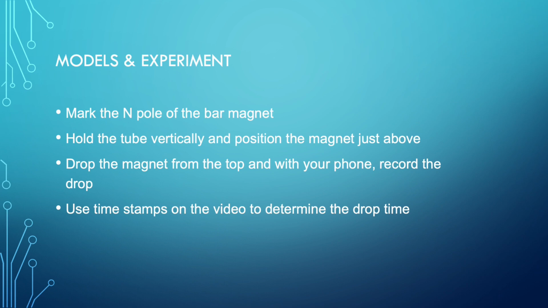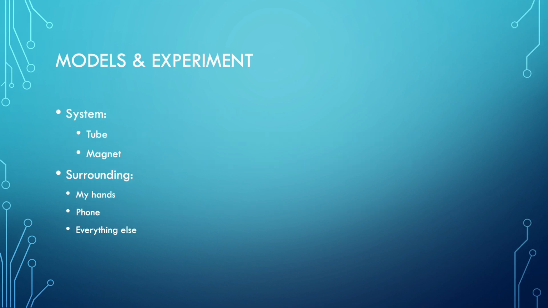So for all of our drops, we went through the video and marked a timestamp for when it was entering the tube and when it came out of the tube. And that's how we determined the time it took the magnet to get through the tube. In this lab, our system was the tube and the magnet, and the surroundings is basically everything else, your hands, the phone, anything that's not involved with the experiment.